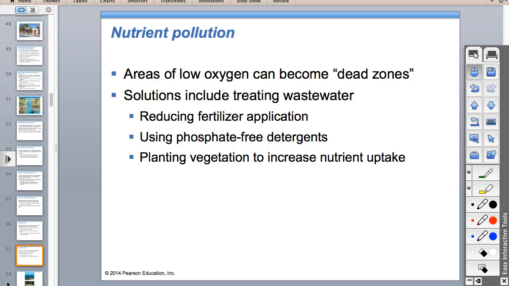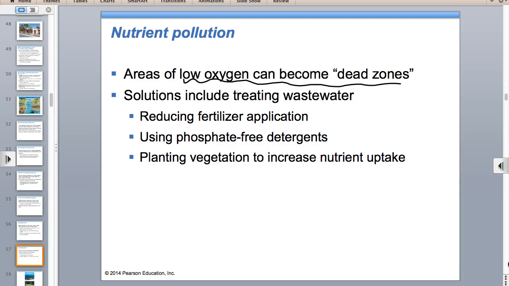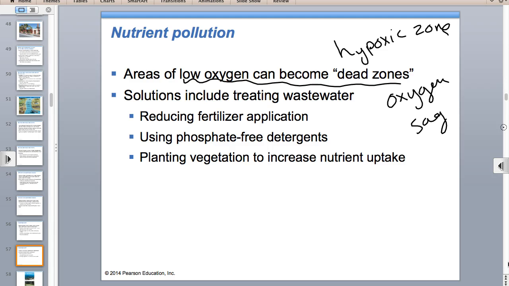All right, so if we do have a high biological oxygen demand, that means that the oxygen demand is going to be high, and so I'm going to end up having low dissolved oxygen. And so after that nutrient pollution occurs, we can have areas of low oxygen concentration called dead zones. They're also called hypoxic zones. And they're also called areas of oxygen sag. And the reason I bring up oxygen sag is that when the people run the AP exam, they look at the most popular textbooks, and one of the more popular textbooks uses the term oxygen sag instead of dead zone. So just in case you see that, there you go.